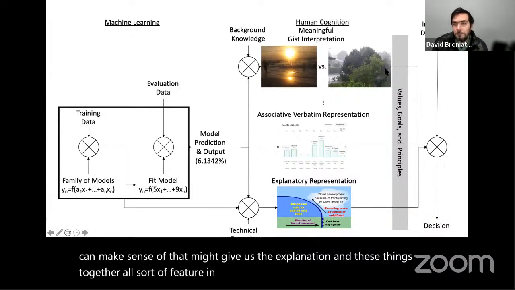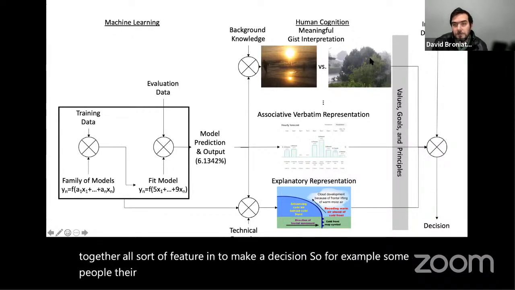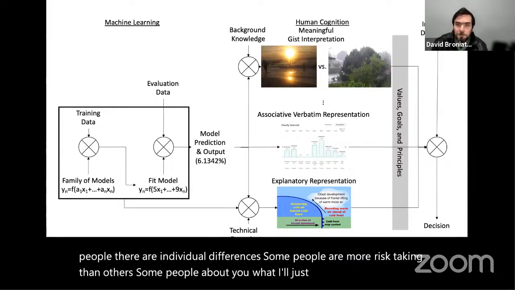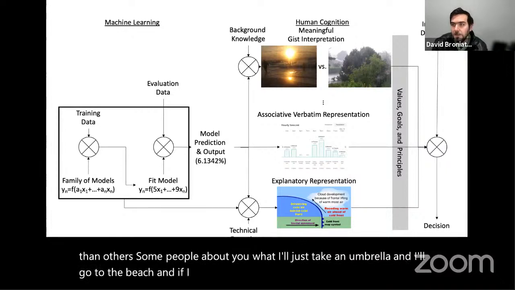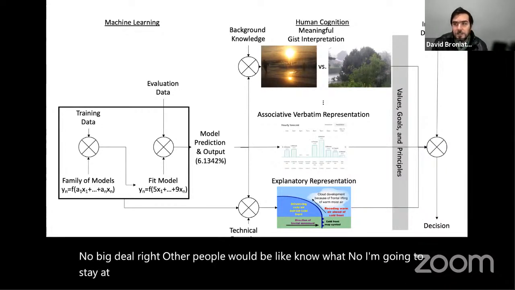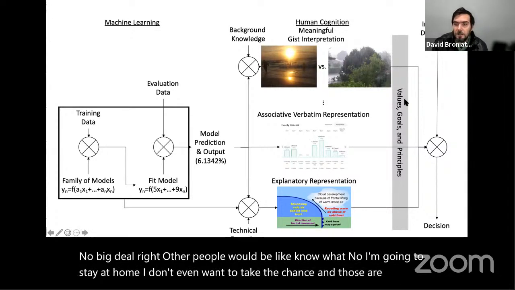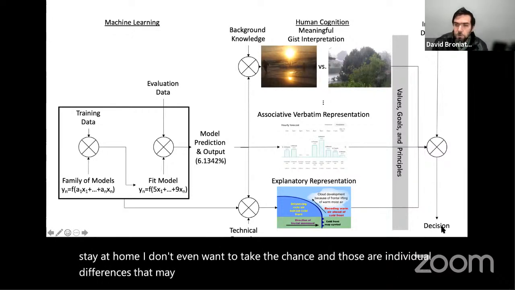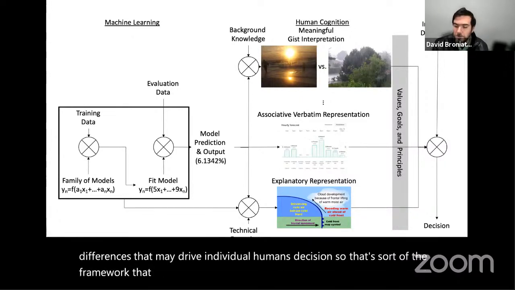So for example, there are individual differences. Some people are more risk-taking than others. Some people are like, you know what, I'll just take an umbrella and I'll go to the beach. And if I get rained on, I'll go home, no big deal, right? Other people will be like, you know what, no, I'm going to stay at home. I don't even want to take the chance. And those are individual differences that may drive individual humans' decisions. So that's sort of the framework that we're going to take to discuss what we're seeing here.